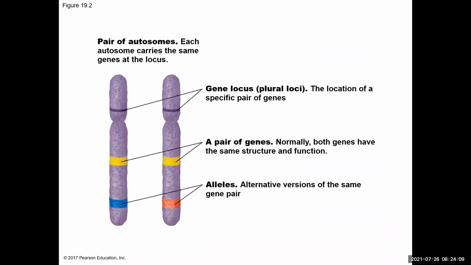For example, here we have a pair of chromosomes, so autosomes. Here's your pair, and here we have three genes: 1, 2, 3. The top gene is both purple, so they're homozygous. The middle gene is both yellow, so it's homozygous. The bottom gene is two different colors, two different versions of those alleles, so that is heterozygous.